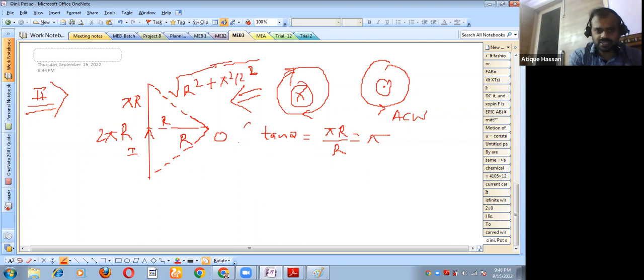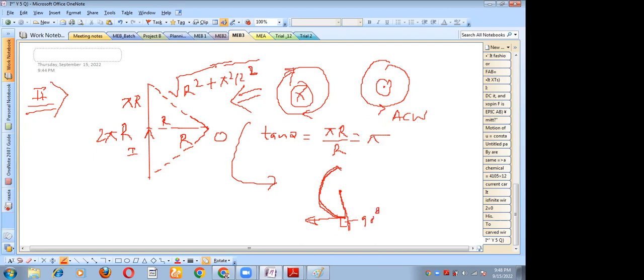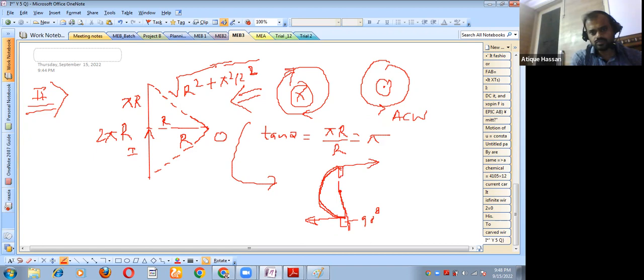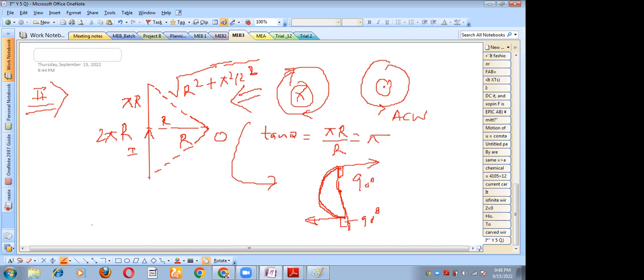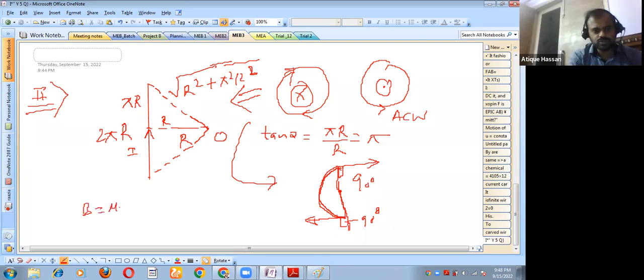So let us think of it in another way. Suppose I take half of the wire like this, and the point is like this. Current is moving in this direction, right? So what will be this angle? This angle will be equal to 90 degrees. Here the current is moving in this direction, so the angle should also be 90 degrees. When we apply the formula for the magnetic field, B is equal to mu naught I by 4 pi R, times sine 90 degrees plus sine 90 degrees. So what do we get?